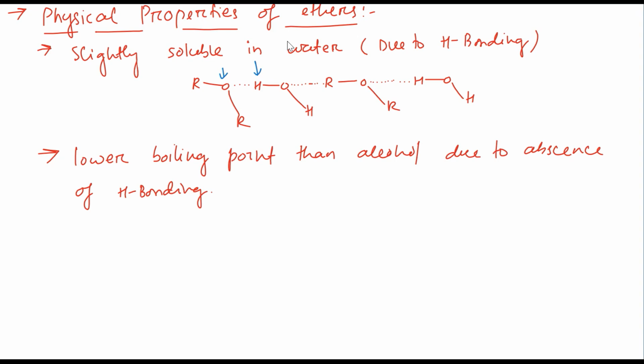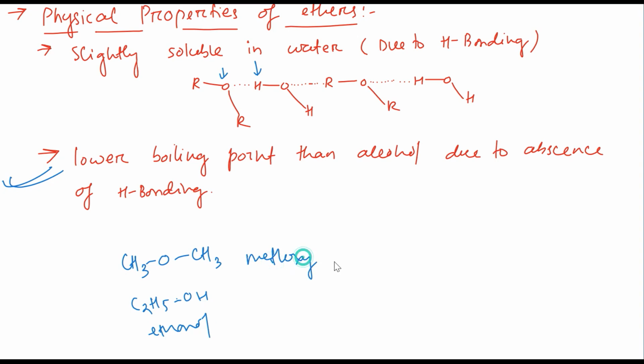Next we will see boiling point. The ethers have a lower boiling point than the corresponding alcohols. Like if you consider dimethyl ether, methoxymethane, and C2H5OH, ethanol, they have comparable atomic mass. The atomic masses are comparable.